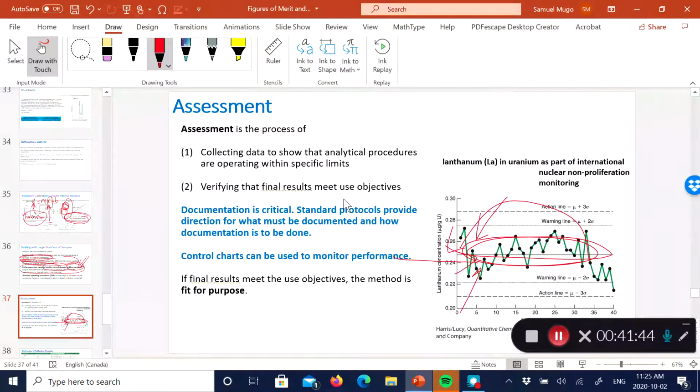In the industry, they typically use a control chart to confirm the analyst is getting reliable data, and you're able to confirm what the problem is if there's a deviation from what is expected.